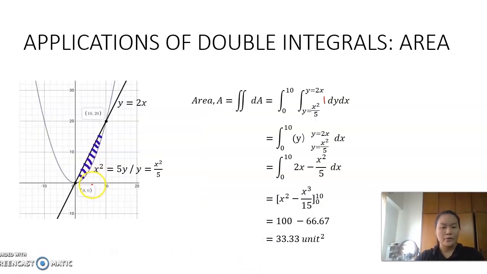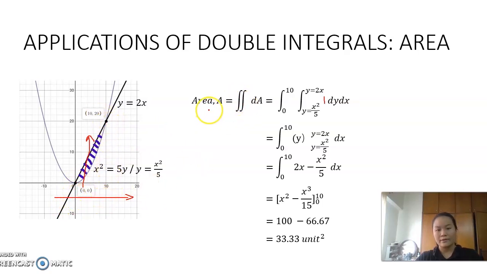Now we will find the upper and lower limits of the graph. Here I'll draw a line parallel with the y-axis. You can see here the lower limit is x squared equal to 5y, or y equal to x squared over 5, and the upper limit will be y equal to 2x. For the x-axis, the lower limit will be 0 and the upper limit will be 10.